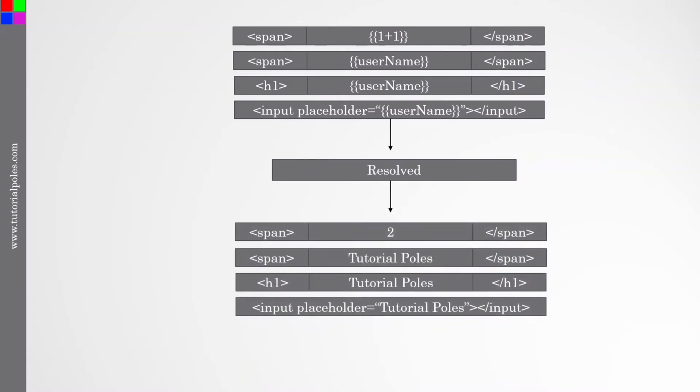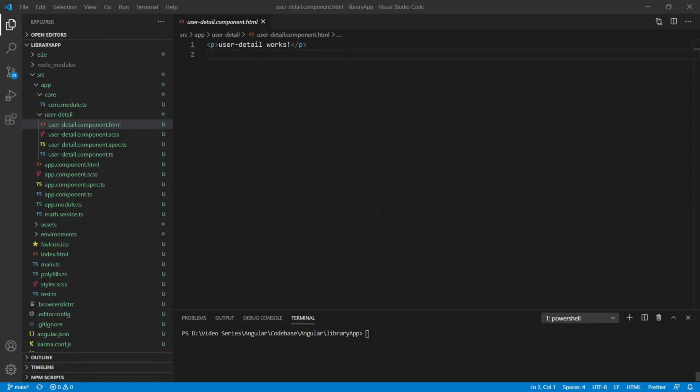In Angular, you can use double opening and closing curly brackets to resolve the expression into a result and insert the result as text between HTML elements. Let's write another p tag in the user detail component. As a test, inside it pass an expression: open double curly braces, type 1 plus 1 and close the curly brackets. Let's run npm start and see what we get in the browser.